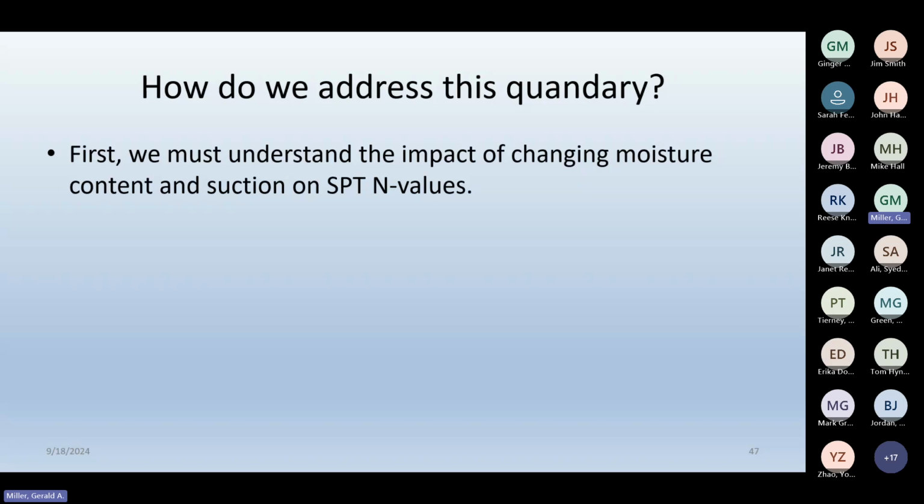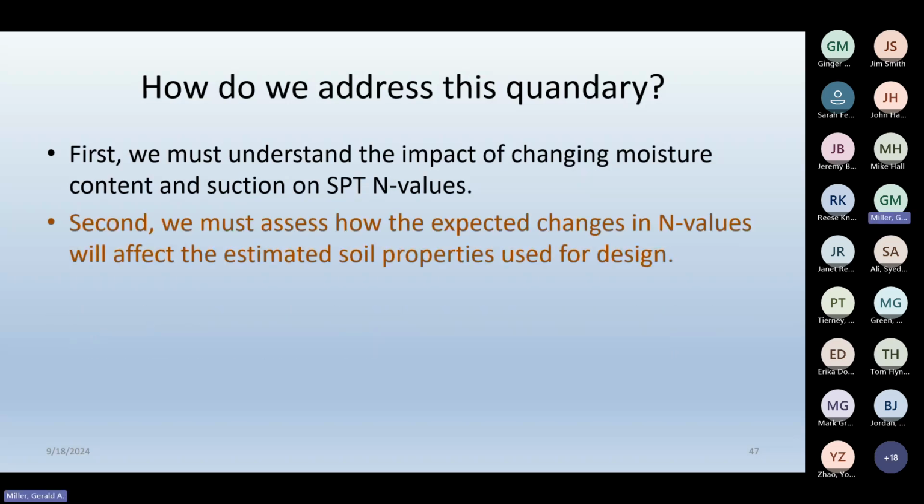And so for that, I'm just going to show you some data that we've collected, but there's not a ton of data out there. However, I'm going to suggest that you probably have a lot of data in your company records that you could use to start looking at this. Second, we must assess how the expected changes in N values will affect the estimated soil properties for design.